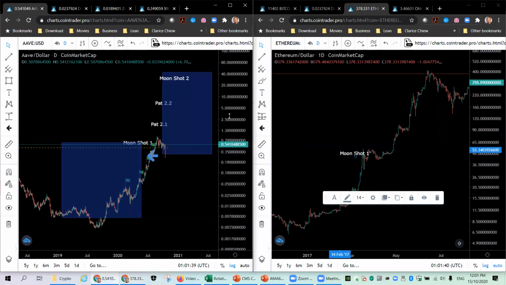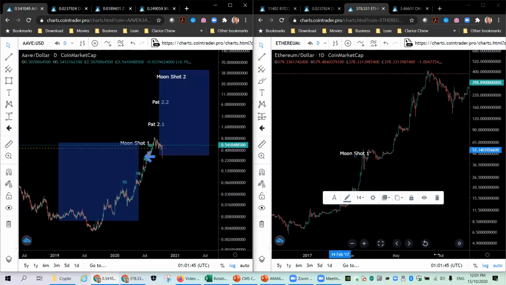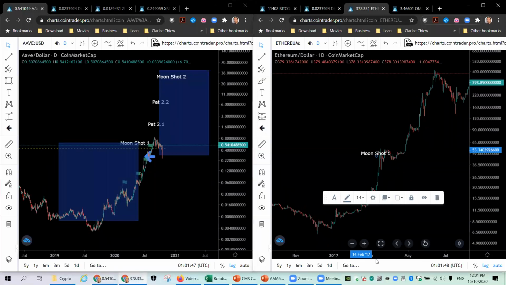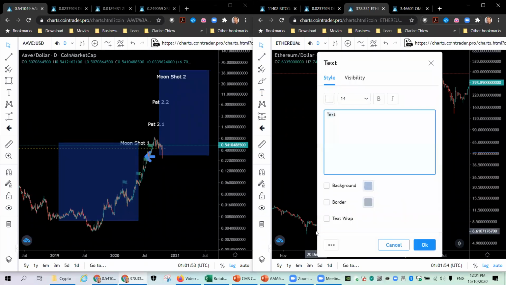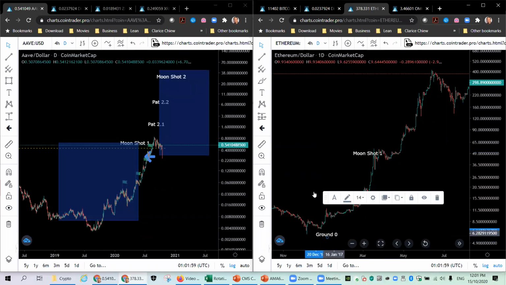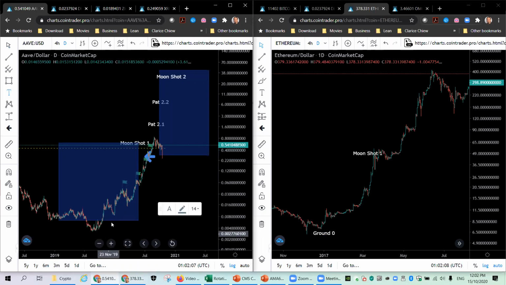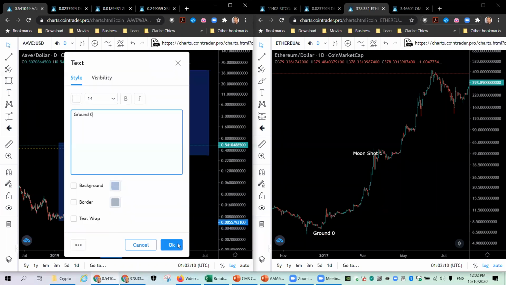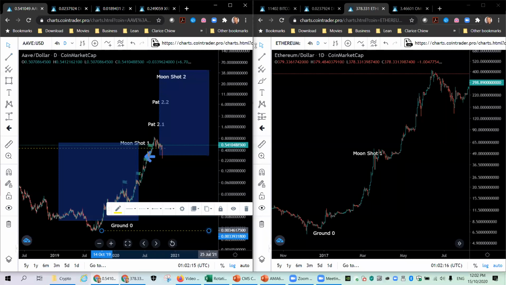So if I were to put something like this to scale, that would be the low. You guys see this? This is ground zero. In other words, the lowest point before everything comes out for Ethereum, 2016, guys. And for AAVE, the ground zero would be there. So if you were to line these guys up, that would be your ground zero.